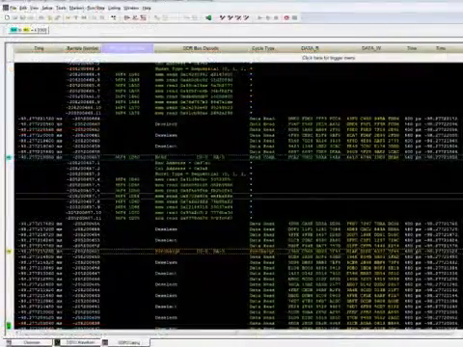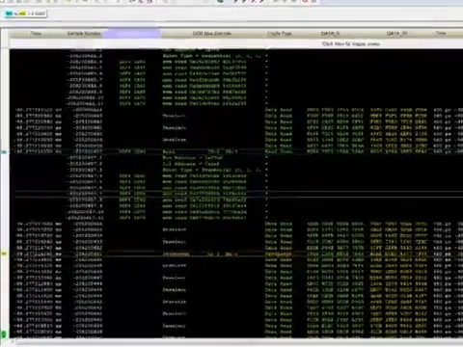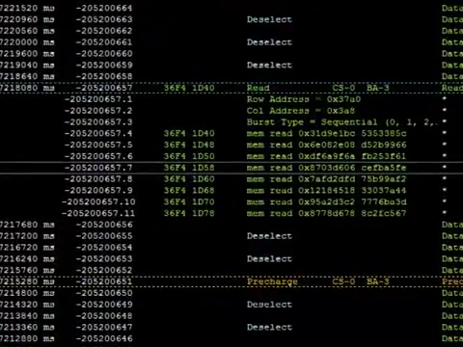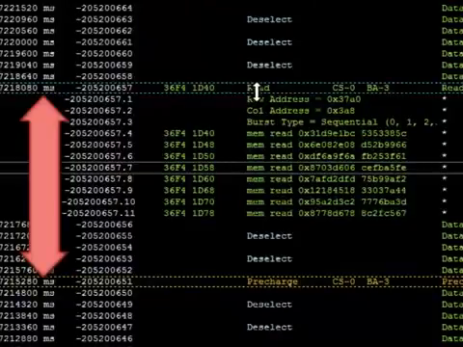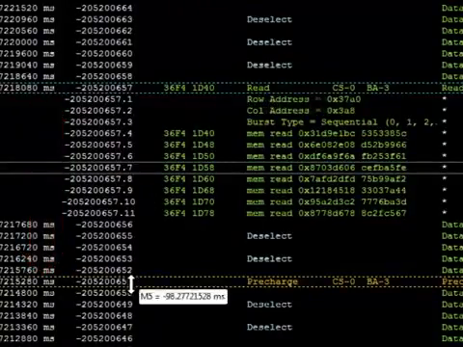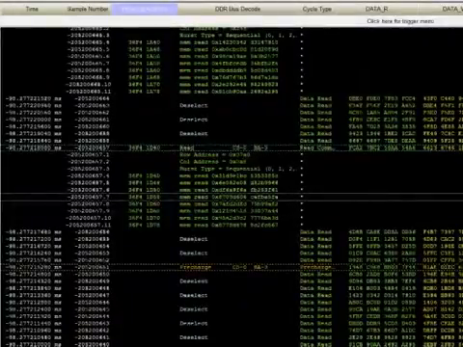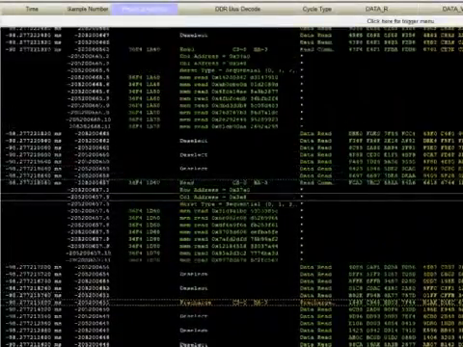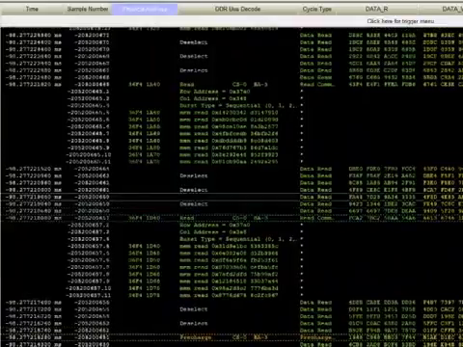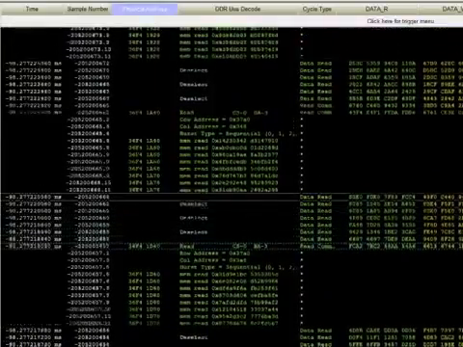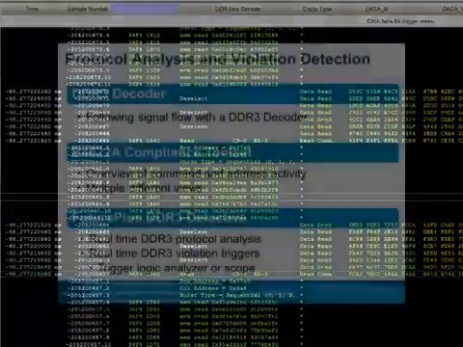Looking at the listing, we can go to one of the violation areas and see that there are reads only 3 clock cycles, which are 6 samples, apart from the pre-charge. Now that we see the error, we can follow the flow near the error and understand what our system was doing before and after the error.